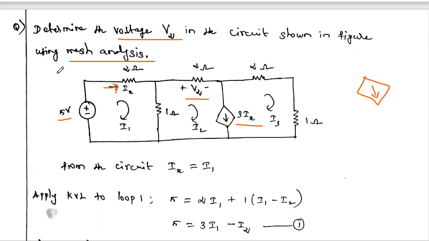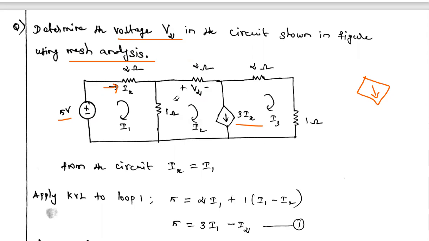The remaining steps we can solve as usual in mesh analysis. And here you see one current source, connected between loop 2 and loop 3. If a current source is connected between loop 2 and loop 3, it means we need super mesh analysis. So we can solve this problem using super mesh analysis.